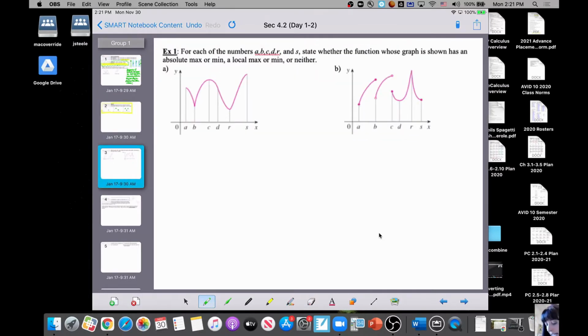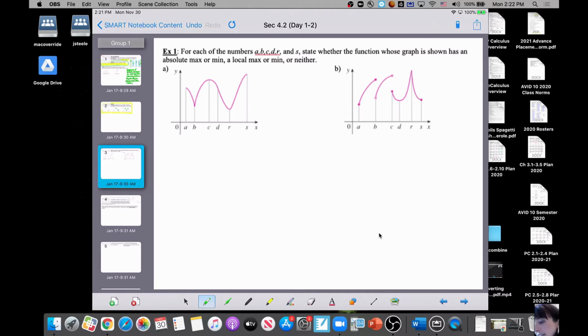In the next example, A and B, it says, for each of the numbers a, b, c, d, r, and s, state whether the function whose graph is shown has an absolute max or min, a local max or min, or neither. So again, we have to go back to what the definitions are of absolute versus local. All right, we know that endpoints can only be absolute, they can't be local. Okay, that's the first thing.